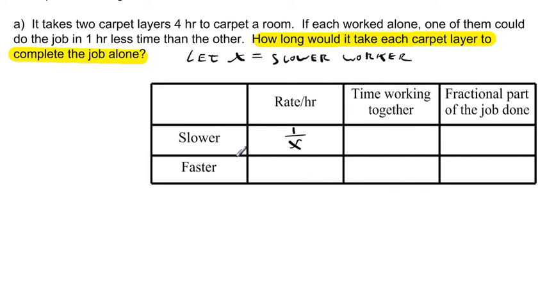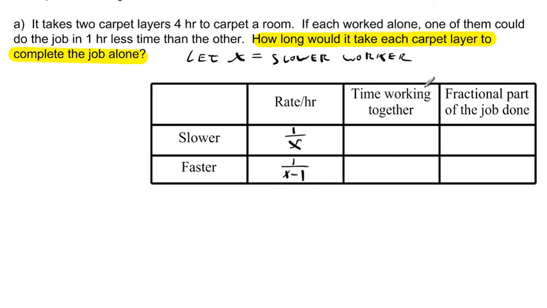Now for the faster person, we're going to use the information that's given to us. It says one of them can do the job in 1 hour less. So you take the time x and subtract 1. For example, if they did it in 5, then the faster one can do it in 5 minus 1, which is 4. If they can do it in 10, they can do it in 10 minus 1, which is 9. So I took this answer and subtracted 1 because the problem says the faster person can do it in 1 hour less time.